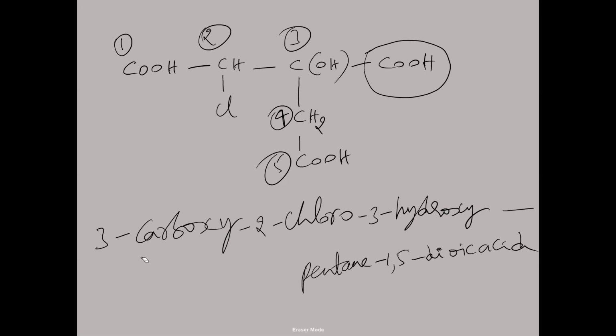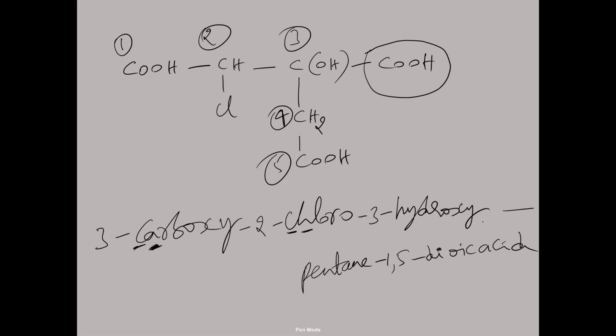Right, ma'am? So in this case, what is the first letter now? C here. First letter of chlorine? C. For carboxy C, for chlorine C. First letters are the same. Then the second letter? A for carboxy. For chloro, the second letter is H. That's why A comes before H. So alphabetically, carboxy should be given priority and written first, before chloro. That's 3 carboxy, 2 chloro, 3 hydroxy, pentane, 1,5 dioic acid. This is the IUPAC name of this.